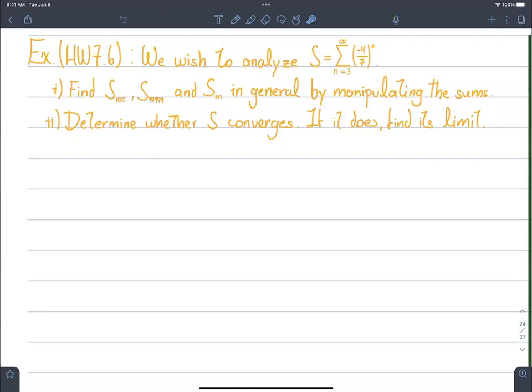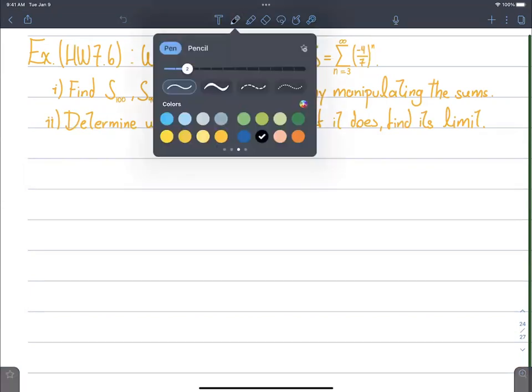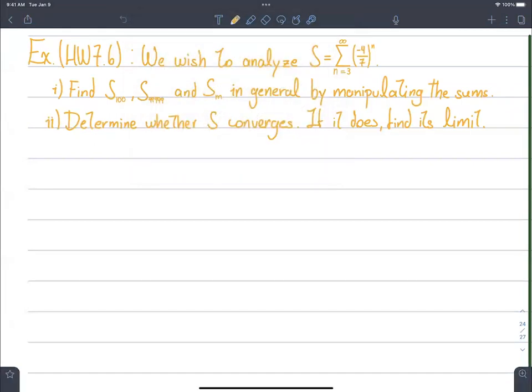In the first part of these types of questions, we are asked to find what is S sub 100, S sub this number, and S sub m, the partial sum in general. To do that, we just have to remember that in general, the partial sum means add up to that term. So, for example, S of 100 means that we start adding from the first term here, which is 3.